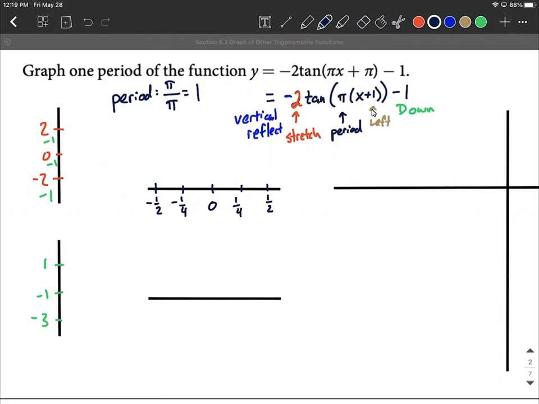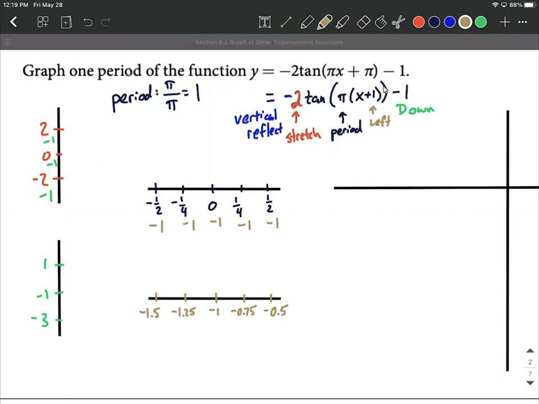The last transformation we need to do is apply this, moving everything to the left 1 unit. So we need to subtract 1 from each and every one of these labels. So I'm going to use decimals to indicate these. So we have negative 1/2 minus 1 more makes negative 1.5. Negative 1/4 minus 1 more makes negative 1.25. 0 minus 1 makes negative 1. 1/4 minus 1 makes negative 0.75. And our last label, 1/2 minus 1 makes negative 1/2, negative 0.5.